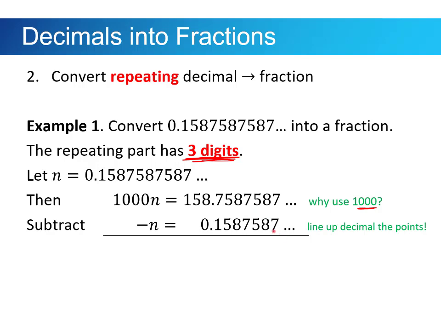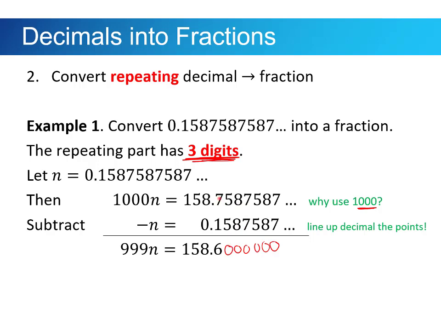And here is the magic that happens next. On the left, 1,000n minus n is 999n. But look what's happened on the right. When you subtract decimals, you have to make sure that the decimal points line up. And look at this. The 7 matches up with a 7, so that goes away to 0. I might as well just put a 0 there. 8 matches up with 8. That's 0. 5 minus 5 is 0. 7 minus 7 is 0. 8 minus 8 is 0. 5 minus 5 is 0.